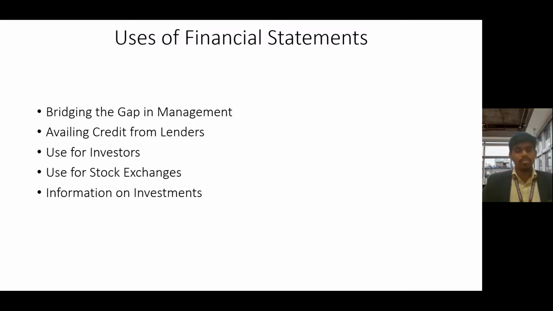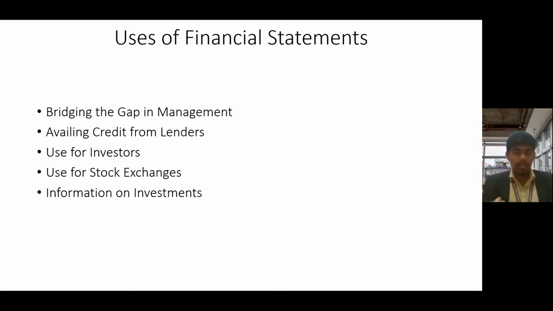Next is information on investments. Information on investments means an investor can get to know how much return he is getting, and what his investment was used for. If an investor comes and invests 100 crores in your company, he will check how much you are earning from it and what you are using it for.